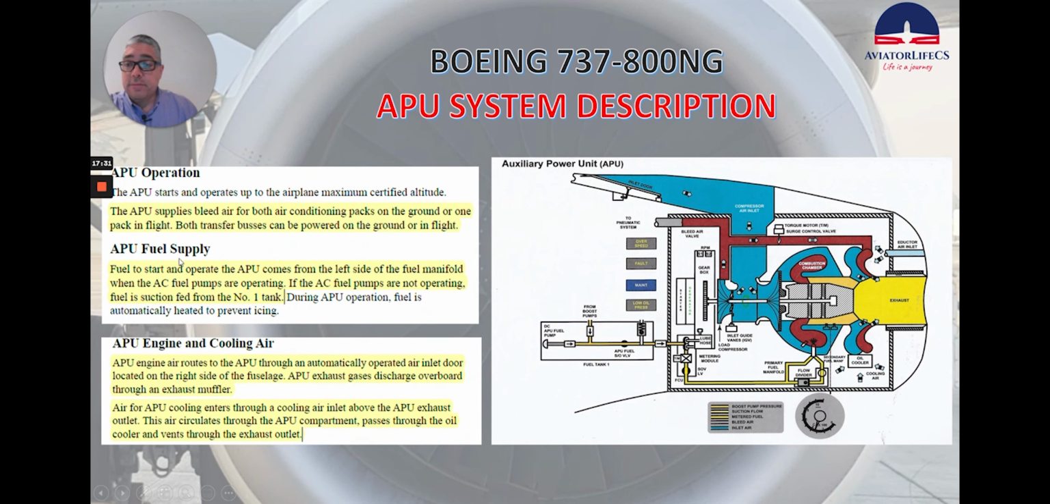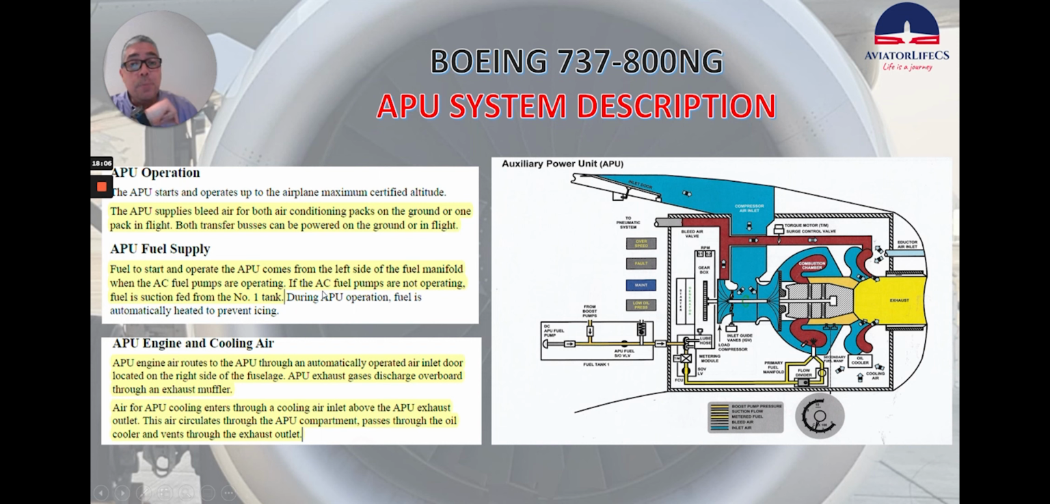APU operation. The APU starts and operates up to the airplane maximum certified altitude, which is 41,000 feet. The APU supplies bleed air for both air conditioning packs on the ground or one pack in flight. Both transfer buses can be powered on the ground or in flight.